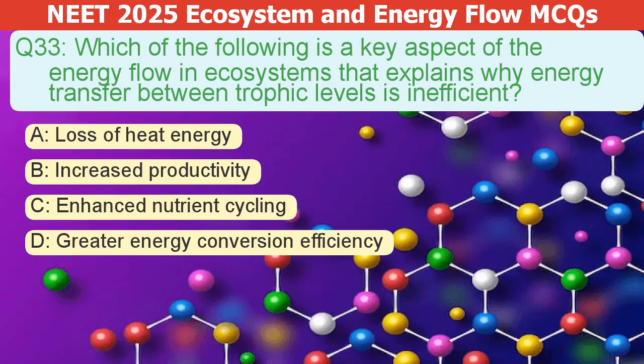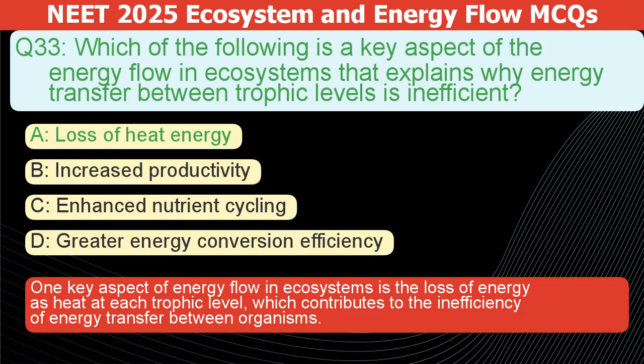Which of the following is a key aspect of energy flow in ecosystems that explains why energy transfer between trophic levels is inefficient? A. Loss of heat energy. B. Increased productivity. C. Enhanced nutrient cycling. D. Greater energy conversion efficiency. The correct answer is A. One key aspect of energy flow in ecosystems is the loss of energy as heat at each trophic level. This contributes to the inefficiency of energy transfer between organisms.